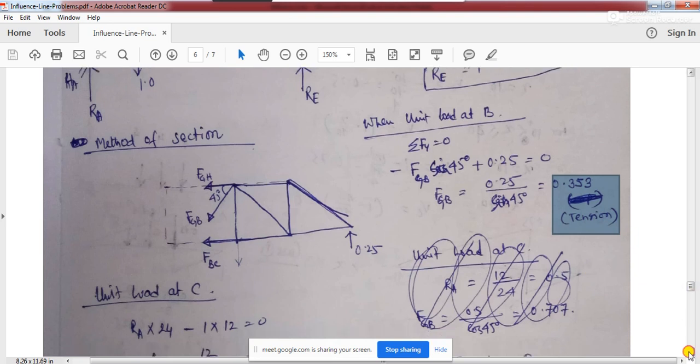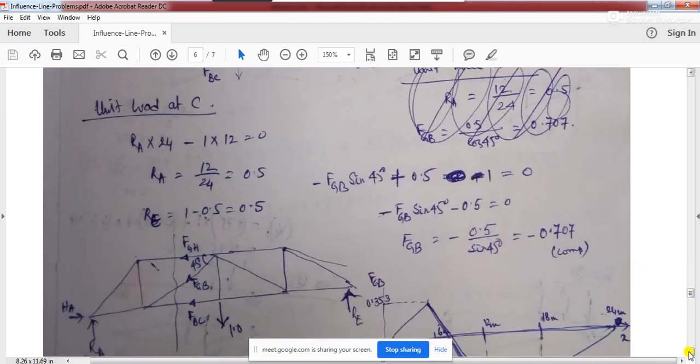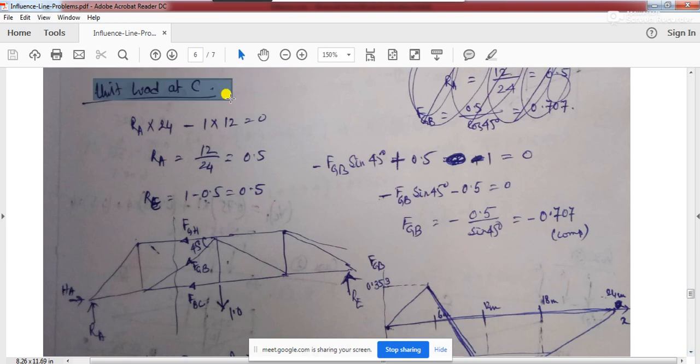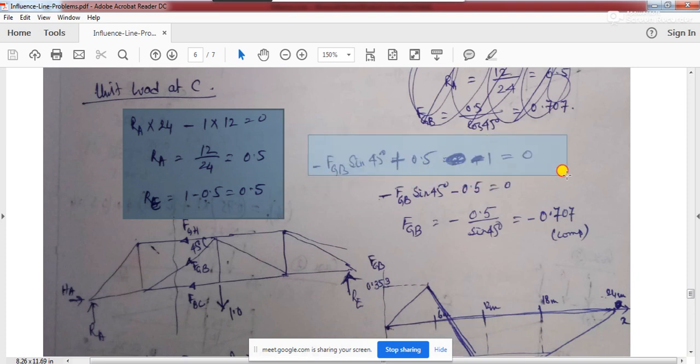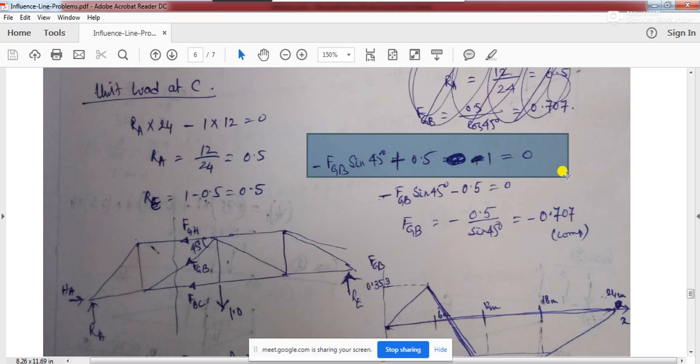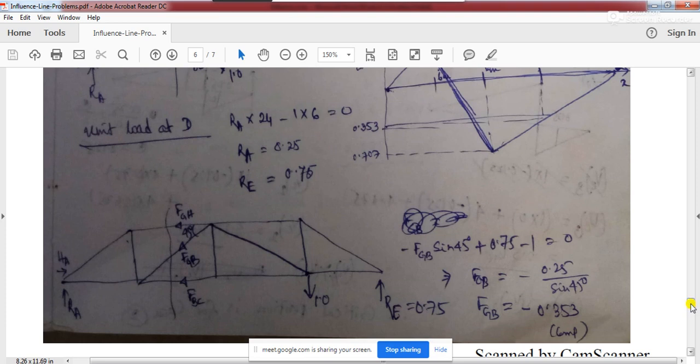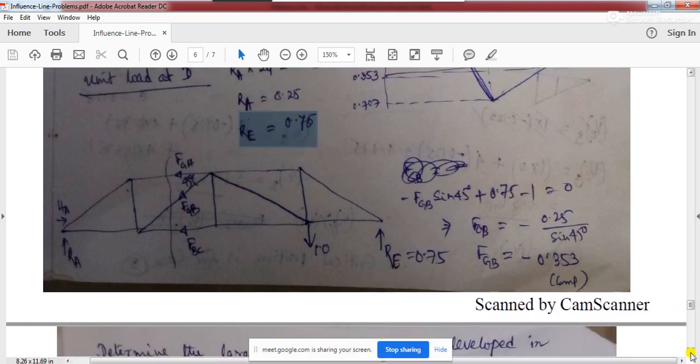So if you go back again to this handwritten solution, let us see what is being done over here. See this unit load at C. So RA into 24, 1 minus 12. That's what we have done. Then we are taking the vertical equilibrium. Not this one, sorry. Third one, this one. See, RA into 24 into 1 minus 6. So RA is going to be 0.25. RE is going to be 0.75. That's what we have done.